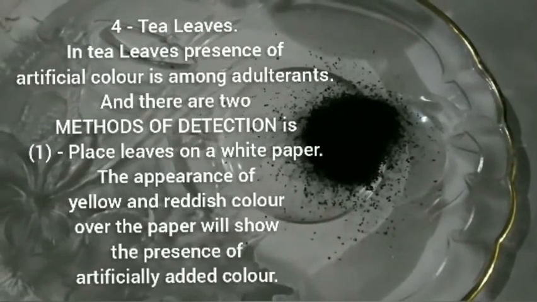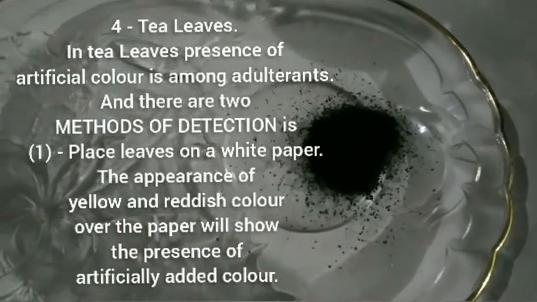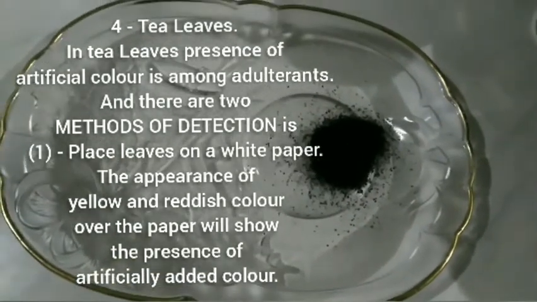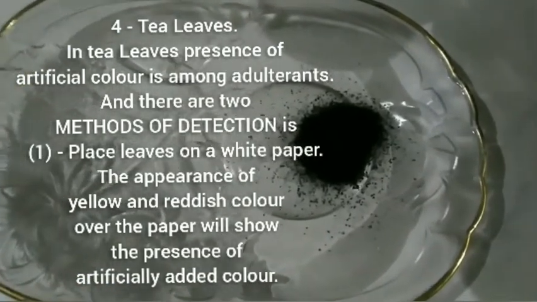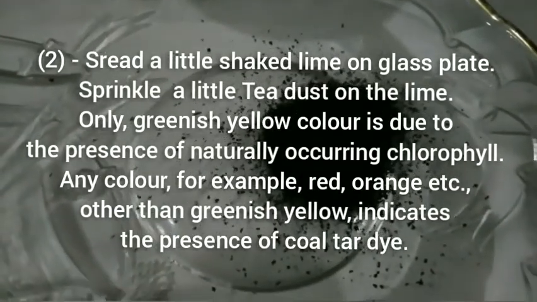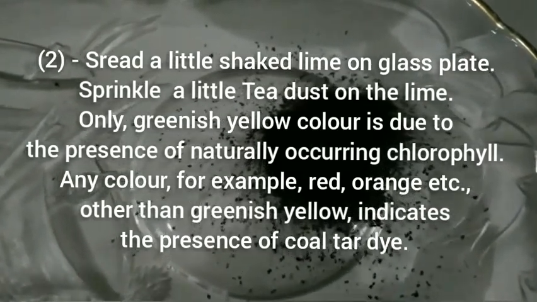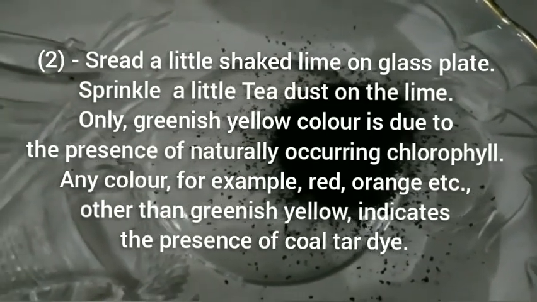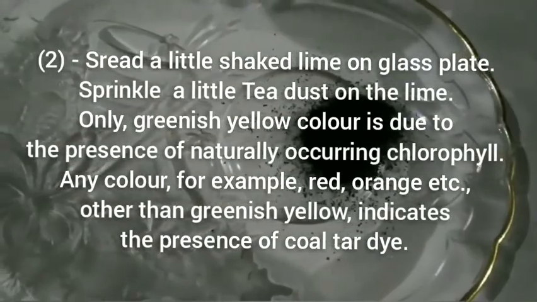4th, tea leaves. In tea leaves, presence of artificial color is among the adulterants. And there are 2 methods of detection. 1. Place leaves on a white paper. The appearance of yellow and reddish over the paper will show the presence of artificially added color. 2. Shred a little slaked lime on a glass plate. Sprinkle a little tea dust on the lime. Only greenish-yellow color is due to the presence of naturally occurring chlorophyll. Any color, for example red, orange etc., other than greenish-yellow, indicates the presence of coal tar dye.